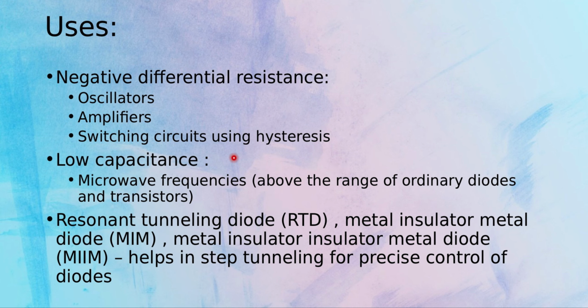There are also many types of tunnel diodes such as a resonant tunneling diode, a metal insulator metal diode, a metal insulator insulator metal diode. All these help in step tunneling effect, that is, you could tunnel in 2 layers or 3 layers or more. This is used for precise control on the diodes.